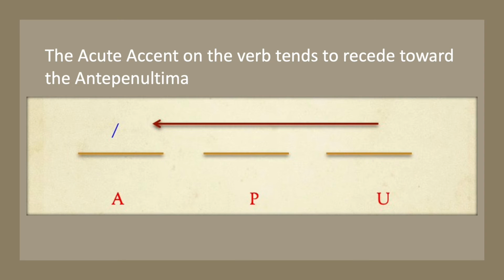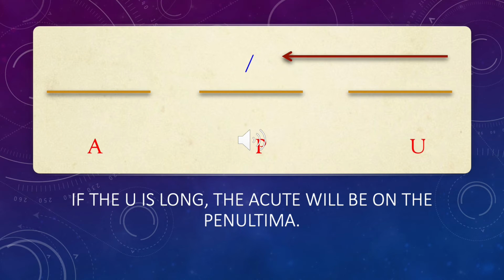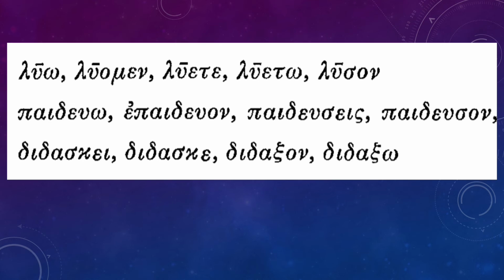The acute accent on the verb tends to recede toward the antepenultima. However, if the final syllable is long, the acute accent will be on the penultima. Okay, so let's try some examples.